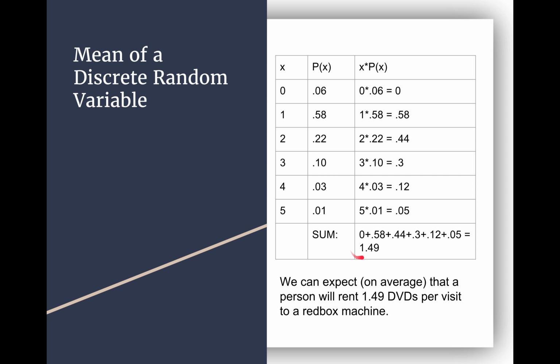So the mean of this distribution is 1.49. The expected value of this distribution is 1.49. So we can expect, on average, that a person will rent 1.49 DVDs per visit to a Redbox machine. Now, of course, we know that 1.49 is not even in the probability distribution, but that's okay because we're looking at this expected value as what we would expect on average. And that is all I have.